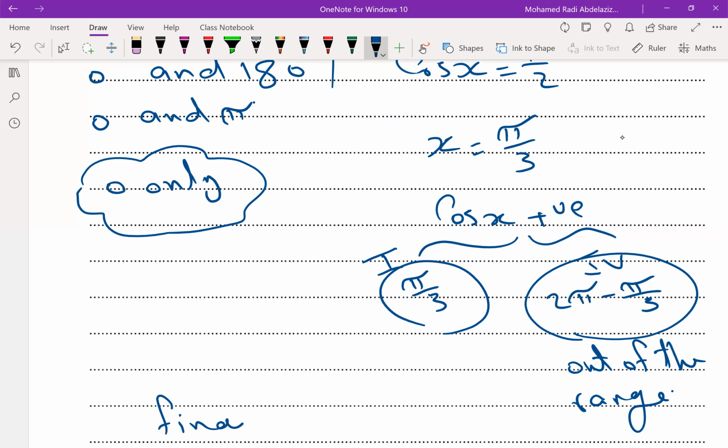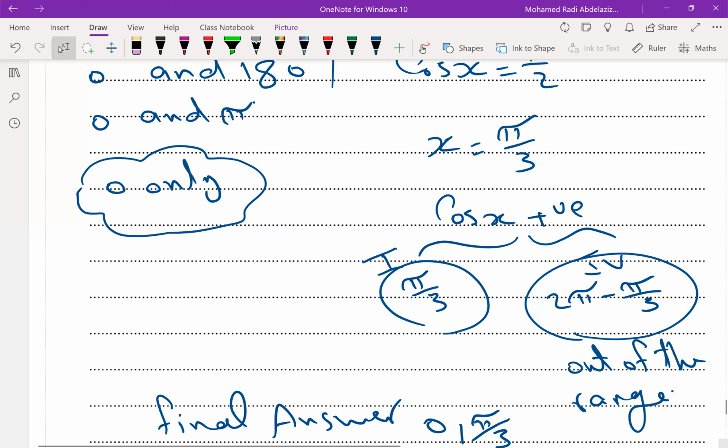So the final answer has to be two solutions, which are 0 and pi over 3. Don't forget to write your answer in radians only. That's it. Thank you.